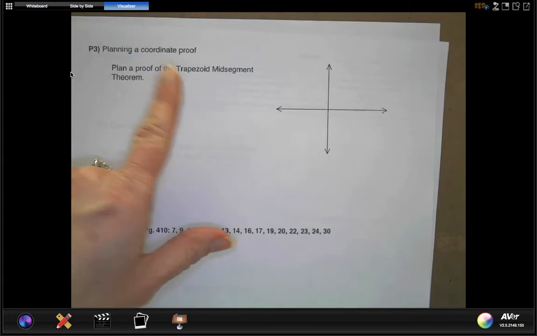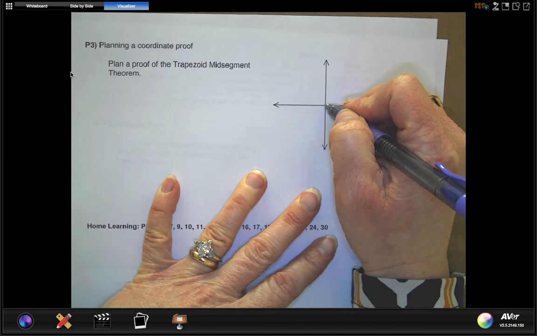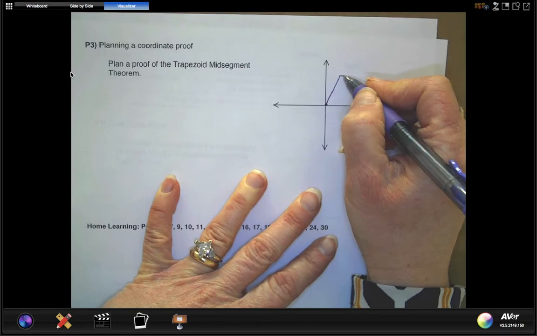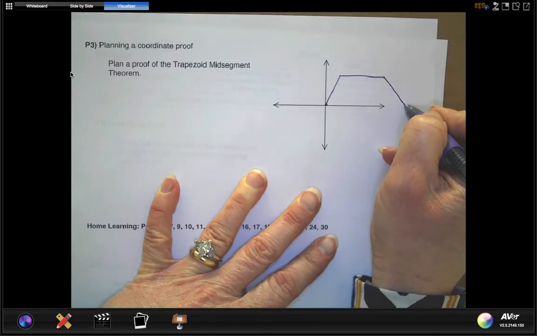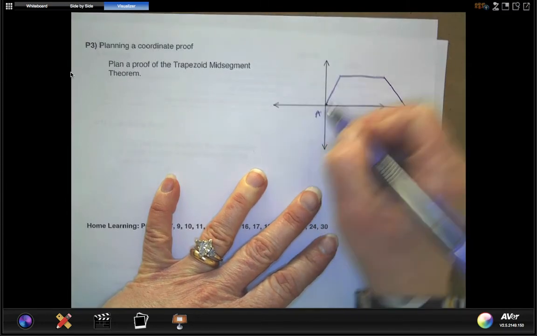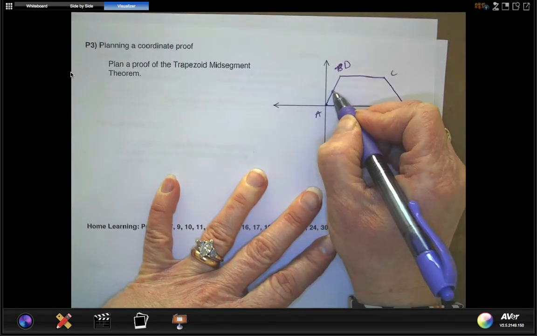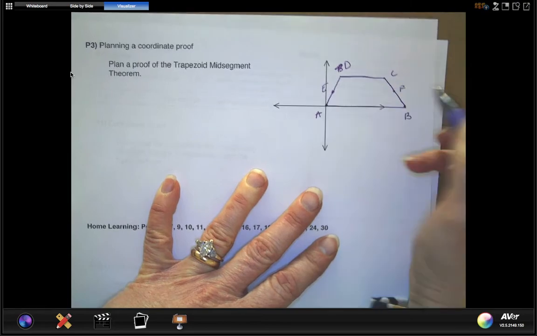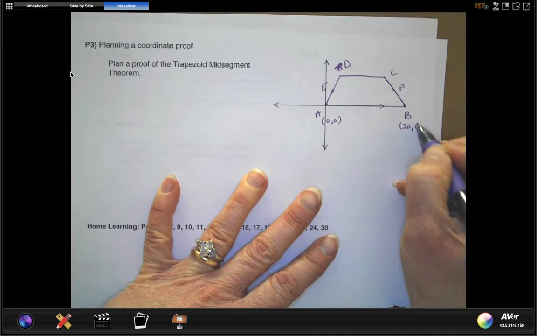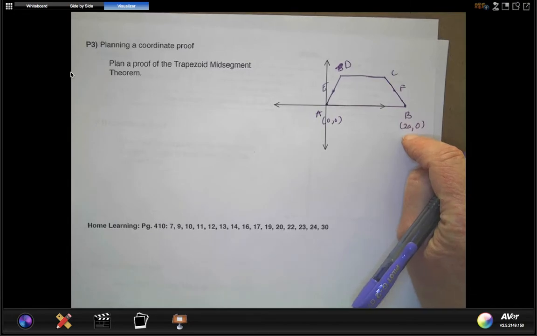So plan a proof of the trapezoid midsegment theorem. Okay, so I'm going to have to find the midsegment here. So I'm going to start with one of my points at a vertex. This is a terrible trapezoid. So this will be A, B, C, D. So I'm going around that way. Here's E, here's F. Okay, so I'm going to put A at (0, 0). I'm going to put B at (2A, 0). Again, I know I'm going to have to find that midpoint there. So if I put that 2 there, it'll just make it a little bit easier for me to do it.